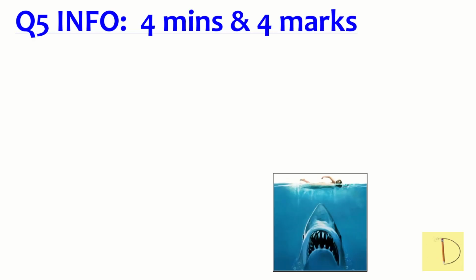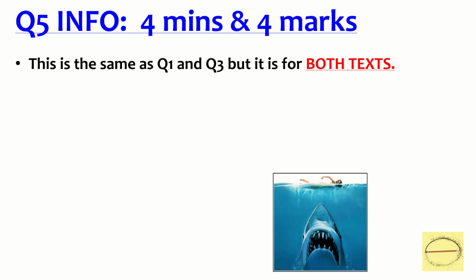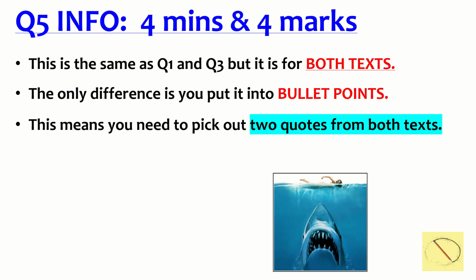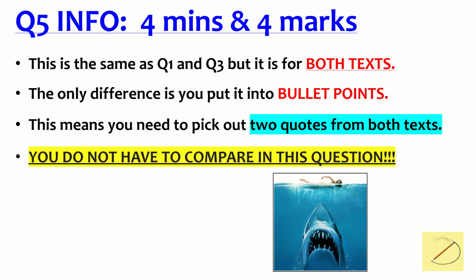Okay, in this case, it's about sharks. So question 5, it's 4 minutes, 4 marks. It's the same as question 1 and question 3, but it's for both texts, so information retrieval. The only difference is you're going to try and put it in bullet points under subheadings. If it's 4 marks and there's 2 texts, it makes sense. There's 2 quotes from each text.